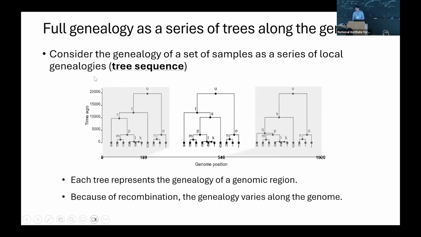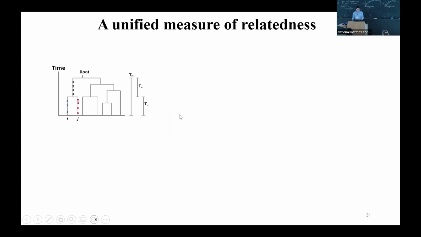First, we need to consider the full genealogy of a set of haplotypes as a series of local trees, where each tree represents the genealogy for a genomic region. Because of recombination, we'll have different trees along the genome. So first, let's focus on a single tree.